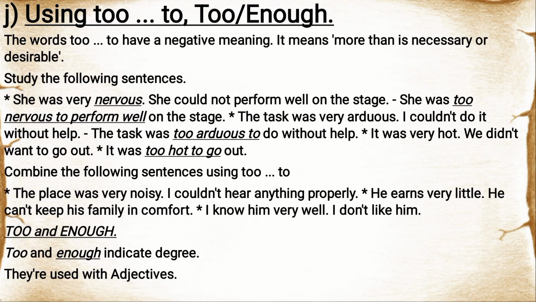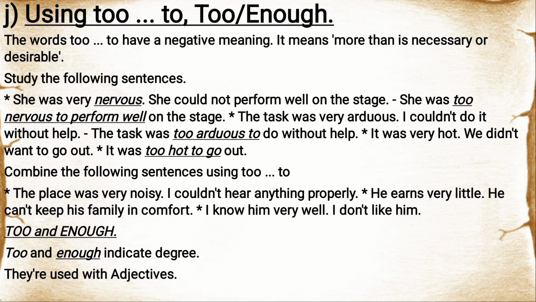Combine the following sentences using too. The place was very noisy, I couldn't hear anything properly. He earns very little, he can't keep his family in comfort. I know him very well, I don't like him.